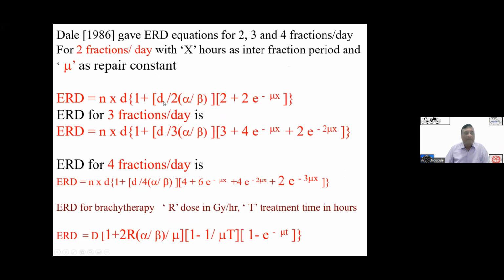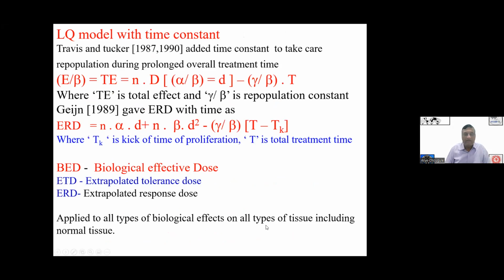Now, Dale has given the formulation for 2 fractions per day, 3 fractions per day, and 4 fractions per day, and the repair and repopulation constant mu has also been included. I will not go into detail. For brachytherapy also, the ERD formulas are given; they are available in the literature.